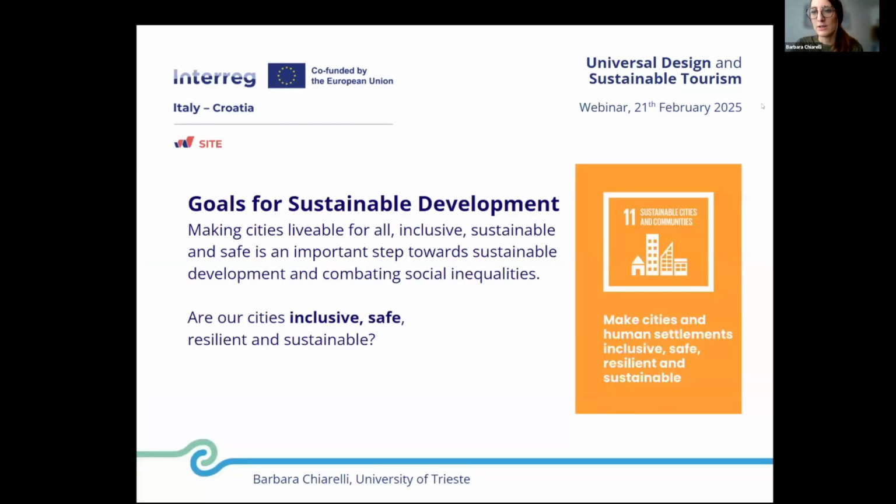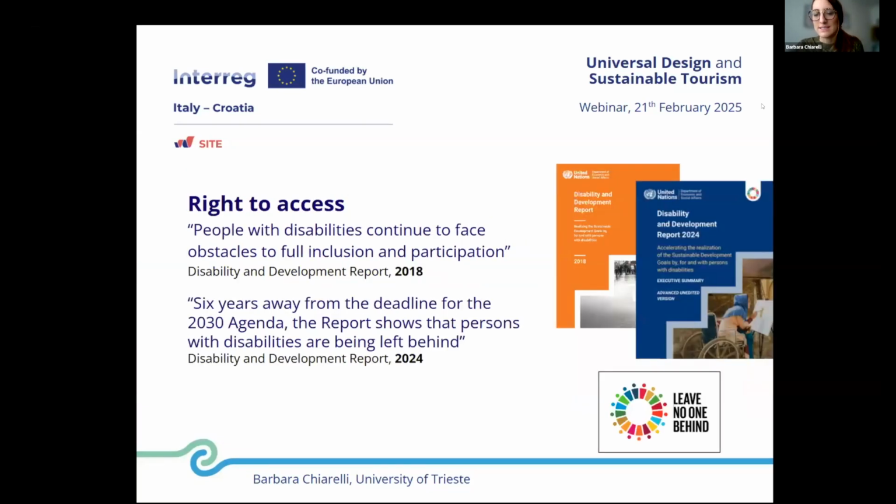So the main question we have to ask ourselves is, are our cities inclusive, safe, resilient, and sustainable? This is goal number 11, something we must consider as architects, but also as academics and professionals, and also as citizens who work in various fields. Do we provide services designed for everyone? Do we convey information that everyone can understand? Let's think about the sentence right to access.